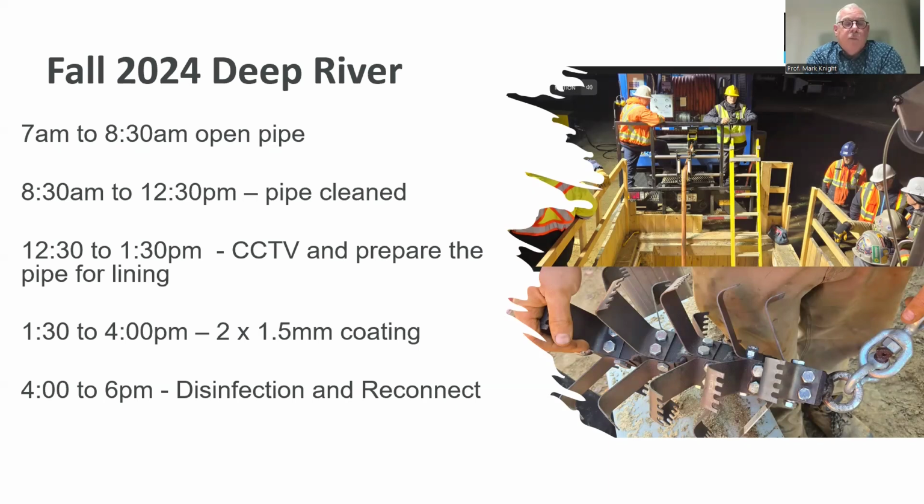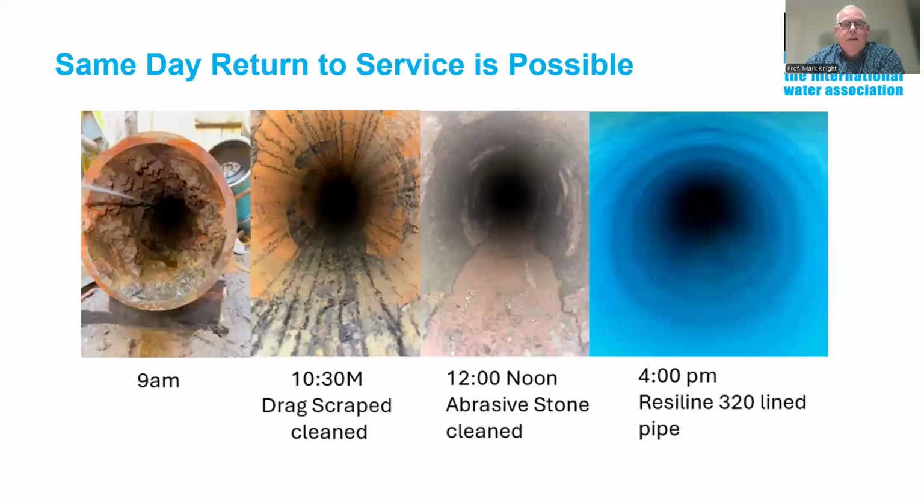Between 12:30 and 1:30, we did what I call the CCTV prep, as well as prepared the pipe for lining, basically making sure that all the joints were cleaned as well as the surfaces, and the pipe is ready for a high quality lining. In between 1:30 and 4, we applied 2 1.5 millimeter coats for a total of 3 millimeters on the inside of that pipe. And by 4 to 6 p.m., we had the pipe disinfected and reconnected, and people were drinking water on that pipe. So we didn't have to use any bypass. So it's a very quick process.